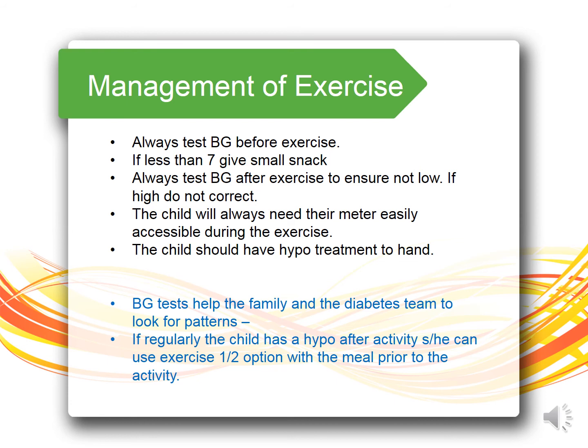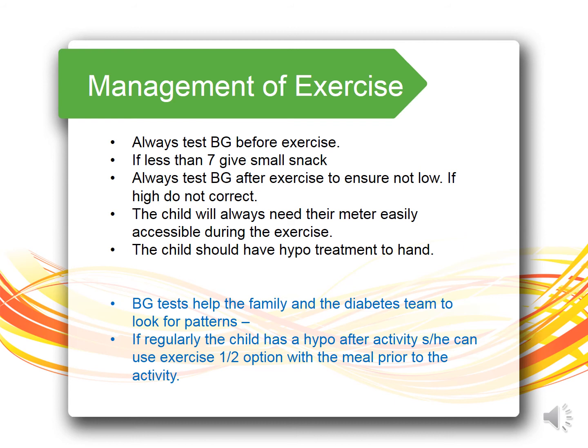We always need to test their blood glucose level before the exercise to ensure that it's reading 7 or above. If it is under 7, then they need a small snack. After the exercise, we also advise to check the glucose level to ensure it's not too low. If they are too high, then we do not advise a correction, as they will be much more sensitive to insulin after exercise. We always advise that the child has their meter easily accessible, whether the PE teacher looks after the meter or the meter is on the side of the pitch, and this also includes hypo treatment.